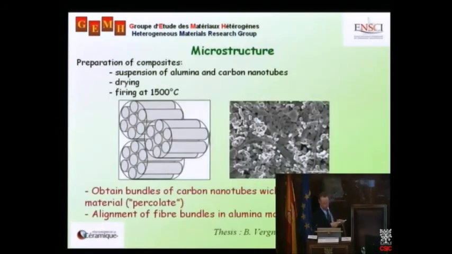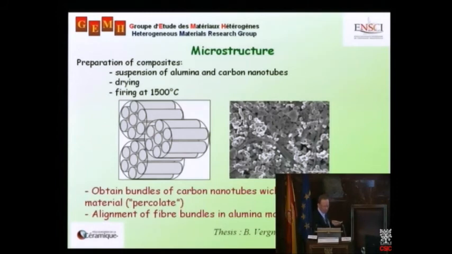So Bruno Verne in Limoges, working with Thierry Chartier and Fabrice Rossignol and the Toulouse group, incorporated some of these nanotubes in small amounts into an aluminum matrix. There were various techniques of making the material. The important aspect was to have what they described as a percolating network, in other words, a continuous solid path for the nanotube through the system, and to align these in a certain way.